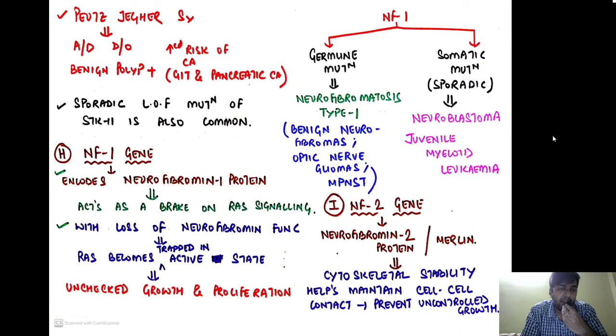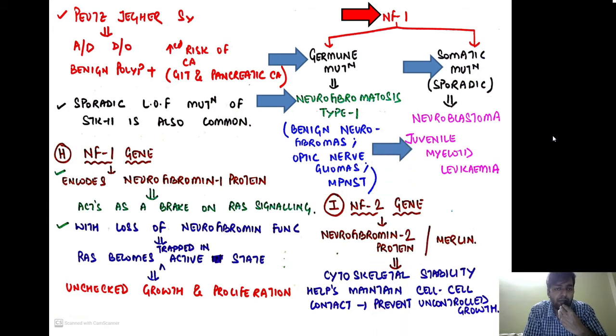So NF1 gene mutation can either be germline or somatic. If there is a germline mutation of the NF1 gene, it is going to lead to a condition called neurofibromatosis type 1, which is characterized by benign fibromas, benign neurofibromas, optic nerve gliomas, and MPNST. MPNST stands for malignant peripheral nerve sheath tumor. The other kind of mutation in NF1 is the somatic mutation leading to sporadic carcinomas like neuroblastoma and juvenile myeloid leukemia.